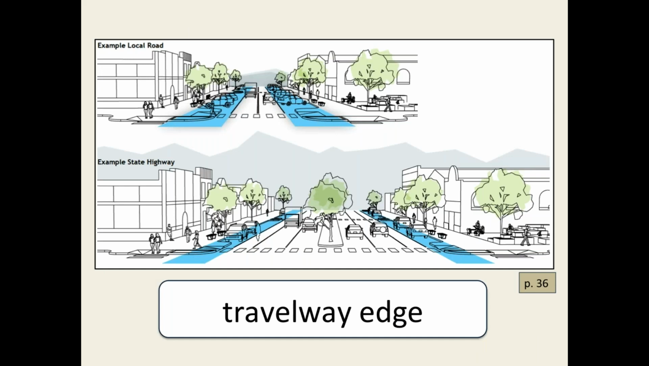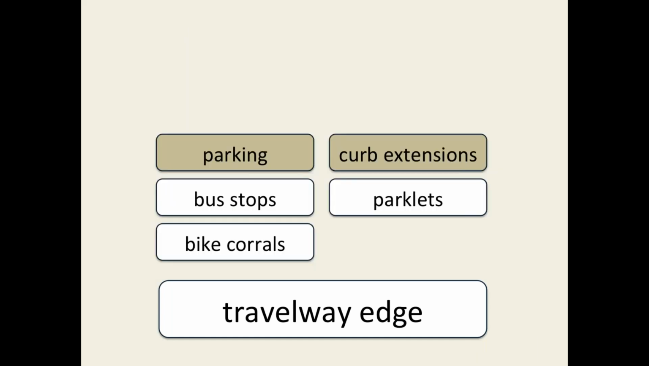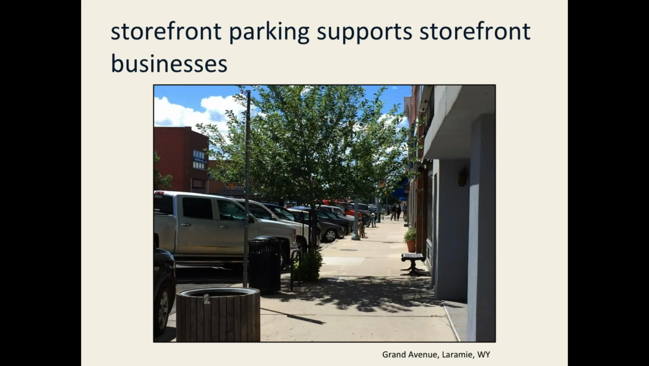And then moving from there to the travel edge, and Jillian, you were commenting on this earlier, and we were highlighting here a couple of specific elements of the travelway edge, parking and curb extensions. Yeah, that's right. And so in the manual, you can get specific design recommendations for all of the things that we're talking about. But we're going to touch on two key things for the travelway edge, and that's on-street parking and also curb extensions.